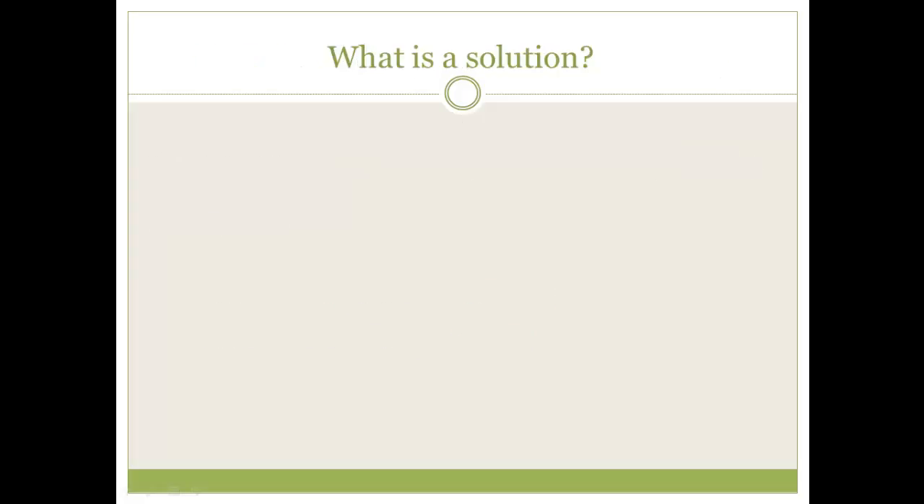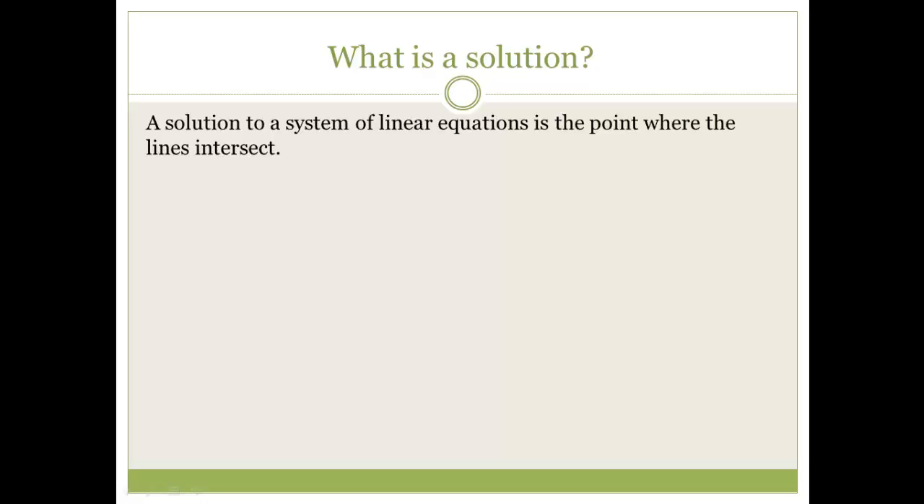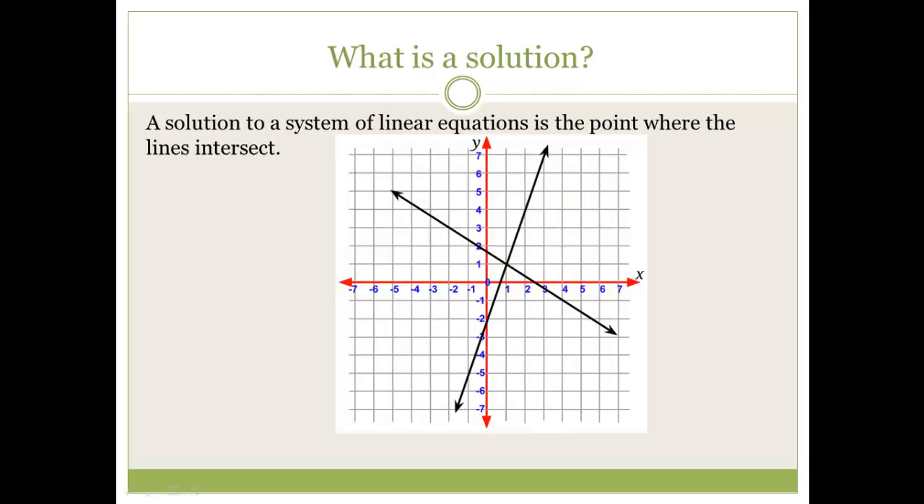What is a solution to a system of equations? A solution to a system of linear equations is the point where the lines intersect. Look at the exact point where the lines intersect. That point of intersection is the solution.